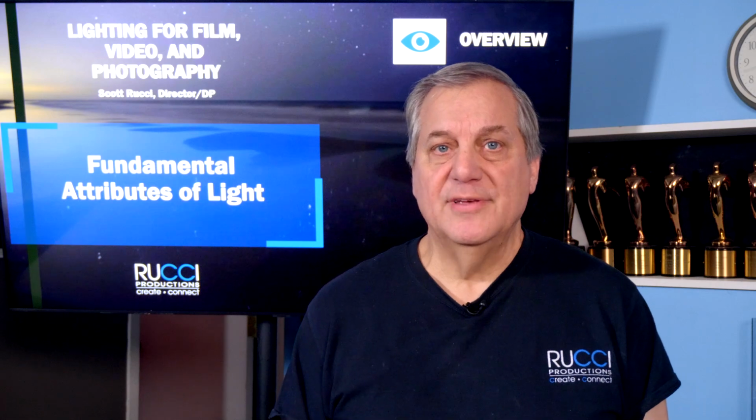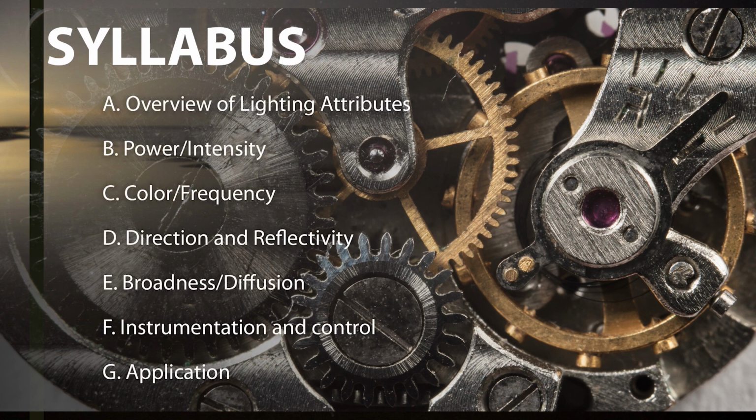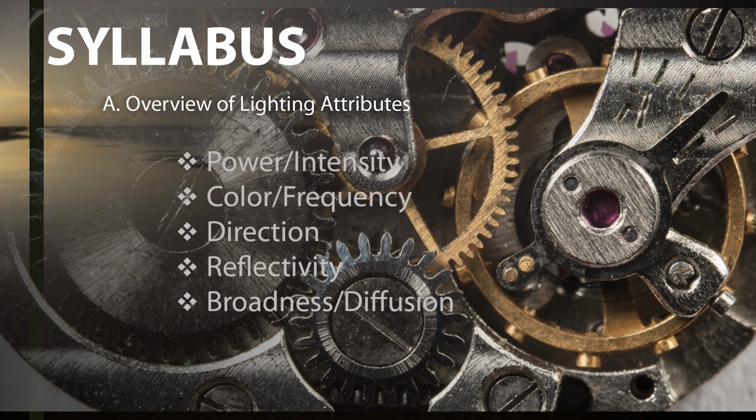In this first video, we'll outline the structure of our course and the fundamental attributes of lighting. Before we jump into class, a word about the structure of the course. The course is divided into 7 major sections, which if you watched a section uncut, would run about 30 minutes. The first major section is an overview of the key attributes of light that we're going to review.